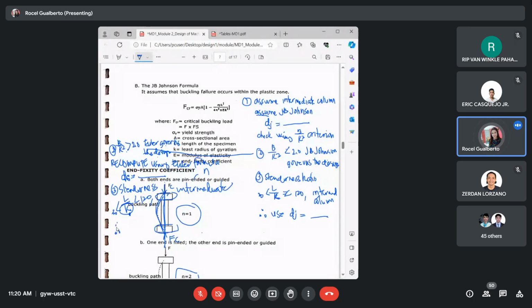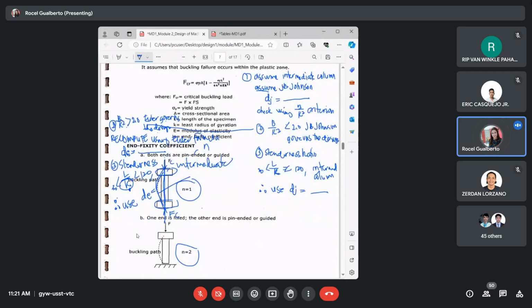Ano ang ating conclusion? Alin ang gagamitin na diameter? Yung galing sa Euler, tama. Yung galing kay Euler, yun yung sagot natin. Okay? Yun yung pangalawang scenario. Okay? O, may pangatlo pa tayo. Ano yung pangatlo? Yun yung pinakamahaba.